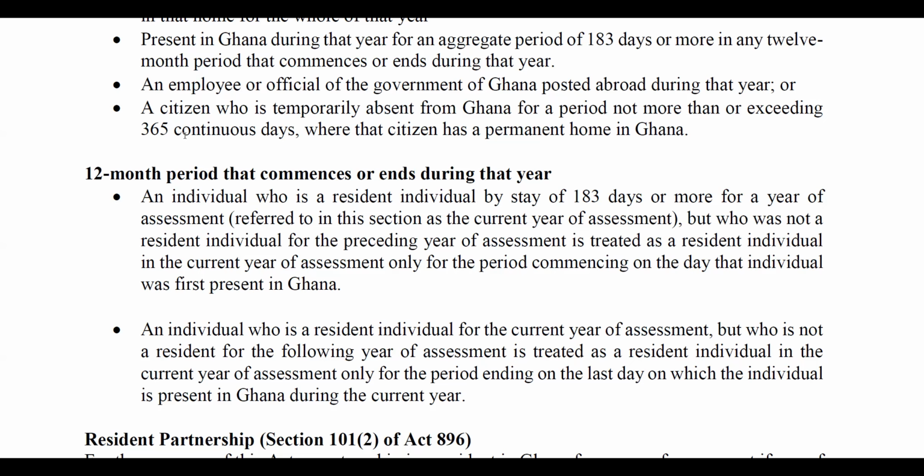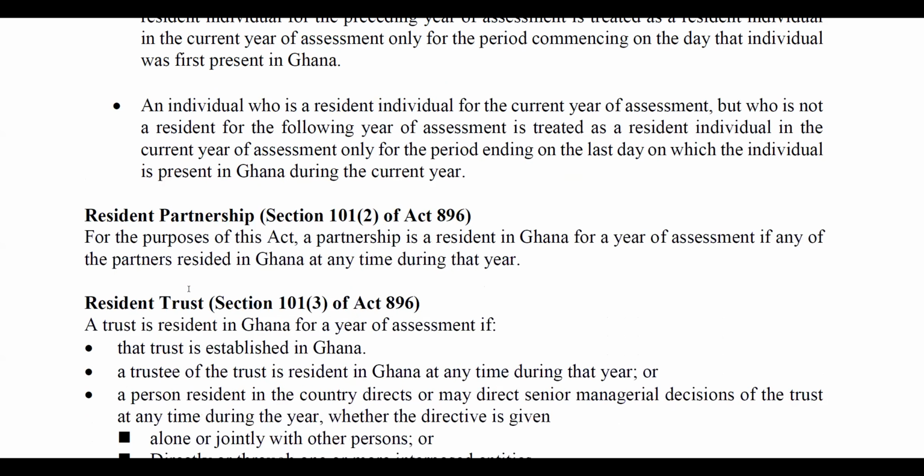If you're an official or employee of government and you are posted abroad outside Ghana, you are still resident. And if you are a citizen of Ghana, you have a permanent home in Ghana, but you are temporarily outside, and you didn't stay outside for more than 365 days, it's the opposite of the first one. Then you are still resident. So if you're a Ghanaian, so far as you don't stay outside for the whole year, you are still resident in Ghana. That's the rule you need to understand. That makes residence simple, right? Now that's about resident individual.